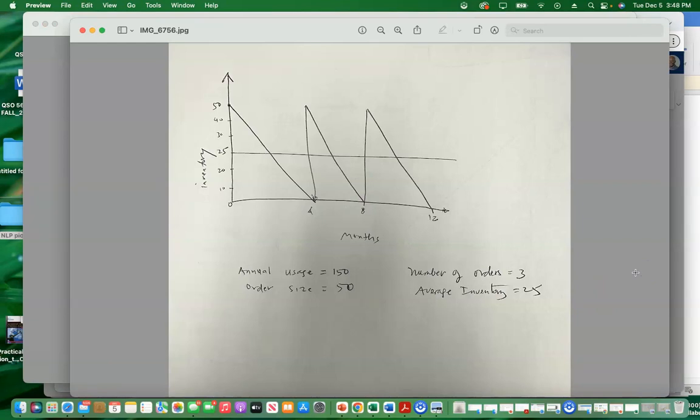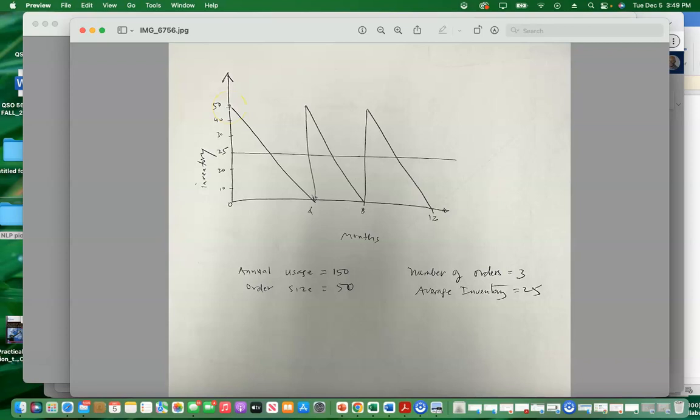Here I have a simple example of inventory management. And you can see that in this case, inventory is ordered on 4-month periods in a period of 1 year. We can say this is one cycle, and in this case we have 12 months, and the inventory is ordered at the quantity of 50. There may be some assumptions to this, that the demand for a product is fairly constant throughout the year. In this case, you can see that the demand or the annual usage is 150, and the order size is 50. Every time an order is made, it is 50.